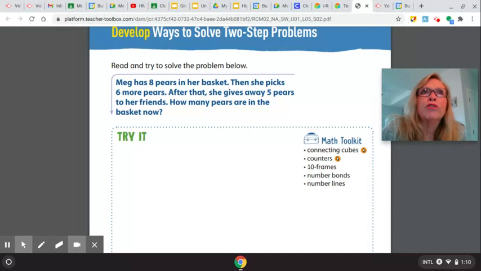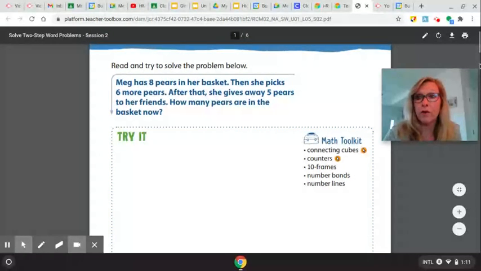So you're going to turn this off for a little bit. I want you to think about how you would solve this. So 8 pairs in her basket, and then Meg is going to pick 6 more pairs. After that, she's going to give 5 pairs to her friends. How many pairs are in the basket now? So we want to answer the question, how many pairs are left in that basket? I'm going to go ahead to the next slide. So if you're not ready, you are going to pause me.